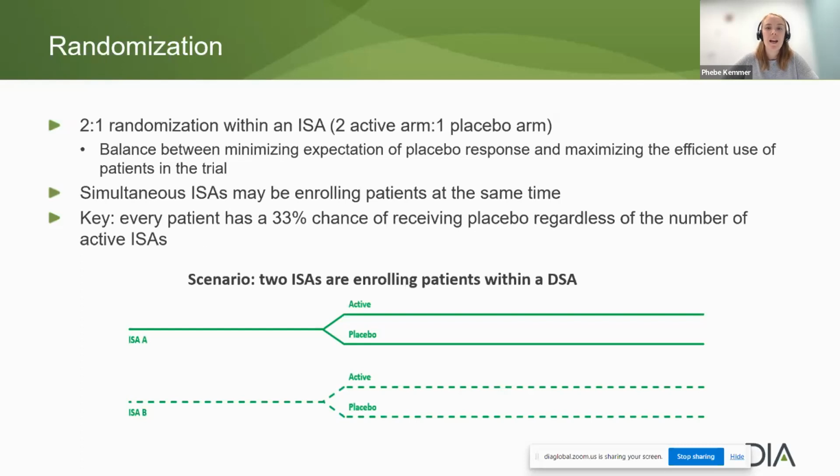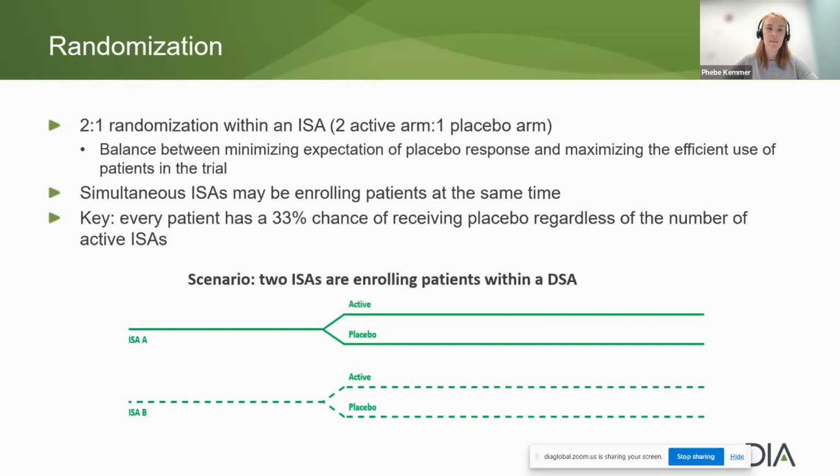But also, placebo borrowing is a big statistical benefit of the master protocol. Once we've enrolled a few different ISAs, we have more and more placebo data to borrow from. So even though at the beginning only 33% of our patients are on placebo, over time that placebo arm builds and we're able to borrow the placebo data.